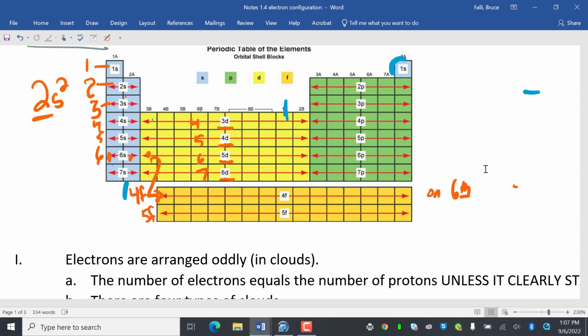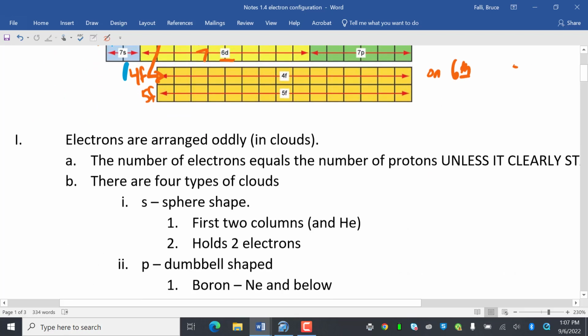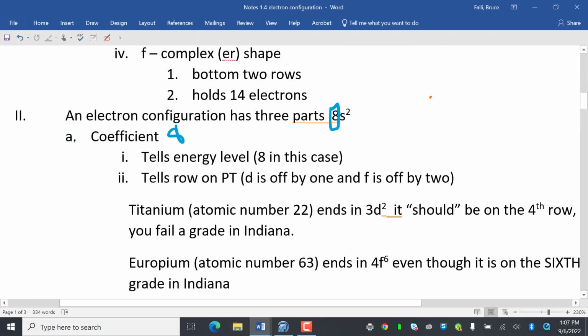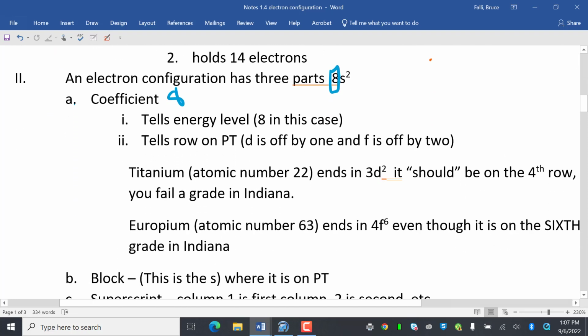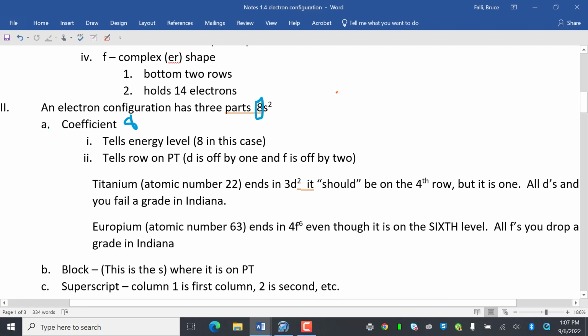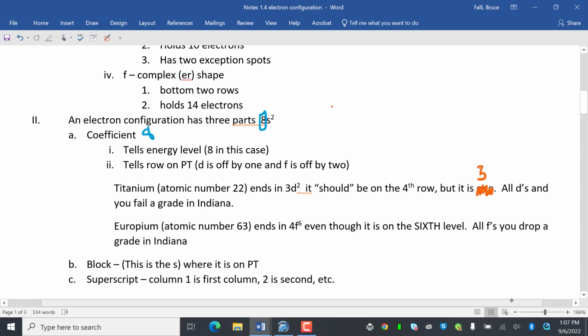So remember the row: first row 1, second row 2, third row 3, fourth row 4, fifth row 5, and so on and so forth. Again, there's not a P1. But D and F's are off a little bit. So titanium is atomic number 22. It ends in 3D2. It should be on the 4th row, but it is not 4. It is 3. Okay, and when I was in school, if you got all D's, you failed.